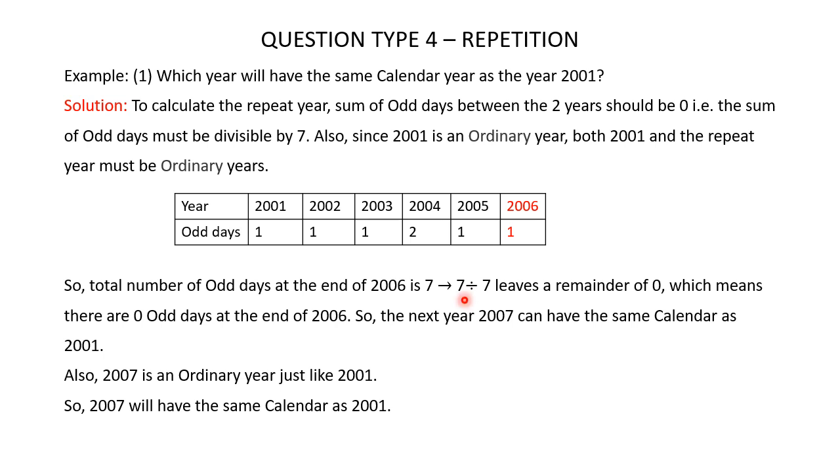So, now 7 divided by 7 leaves a remainder of 0, which means there are 0 odd days at the end of 2006. So, the next year 2007 can have the same calendar as 2001. Also observe that 2007 is an ordinary year just like the given year 2001. So 2007 will have the same calendar as 2001.